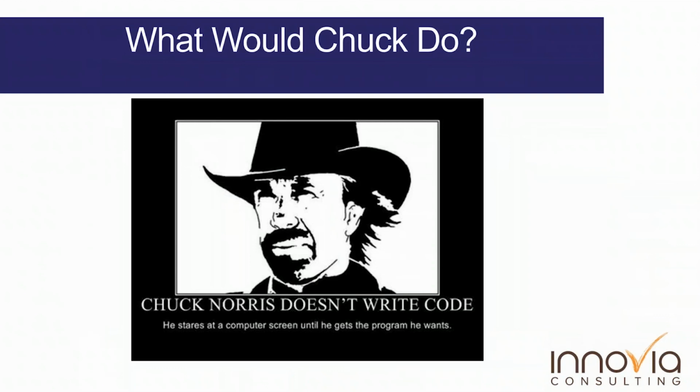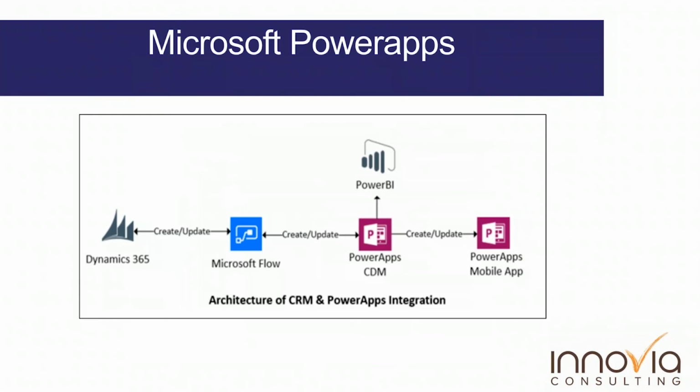The example and the joke we've used a lot is, what would Chuck do? Obviously Chuck doesn't write computer code. He simply uses intimidation to get his way. But in this case, Microsoft has developed a suite of products which they call Power Apps, and Flow is one piece of the Power Apps suite.